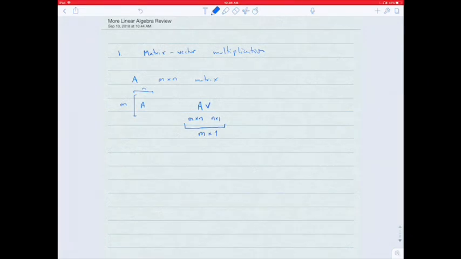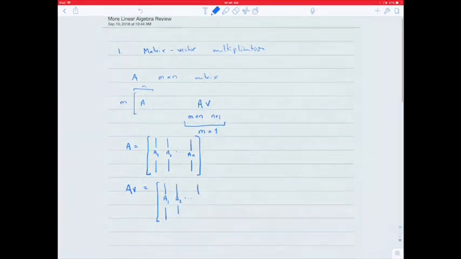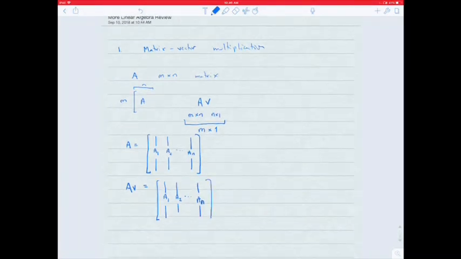So let's see two ways to look at matrix vector multiplication that are very useful. One is thinking about what V does to the columns. So I'm going to write A out in terms of its n columns. I'm going to call capital A1 the first column, capital A2 the second column, capital AN the last column. So one way to think about what AV does is each entry of V multiplies the corresponding column of A. So AV is A times V, V1 up to Vn.